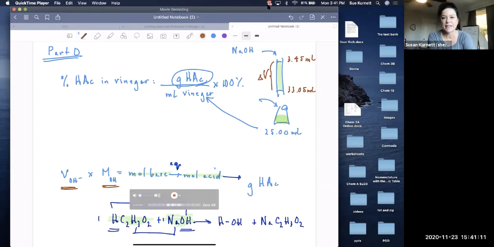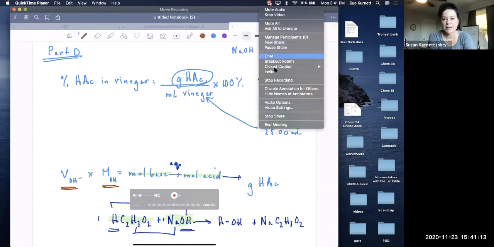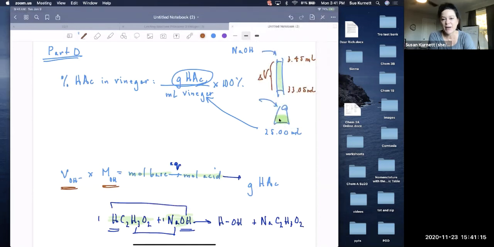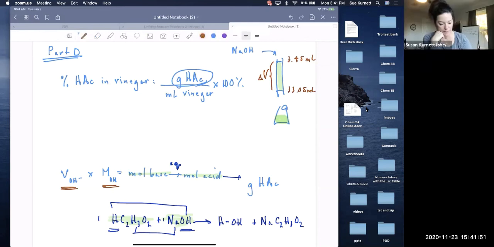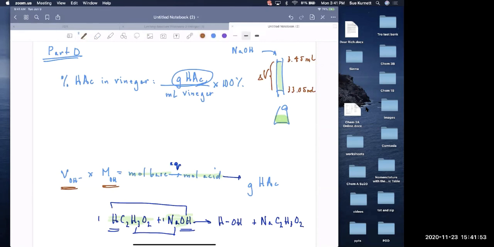Since I can't see your faces, I don't know how far along you are. So if you could tell me in chat once you've got a number and answer, or if you have a question, let me know. You can either speak or do it through chat. Do you just want to know the milliliters of NaOH? Sure, we can start there. So for the first trial, I got 29.60 milliliters.